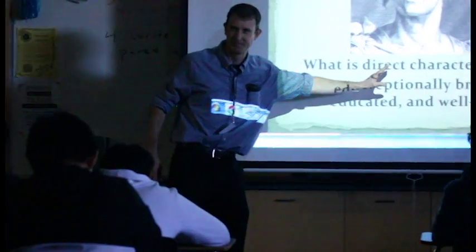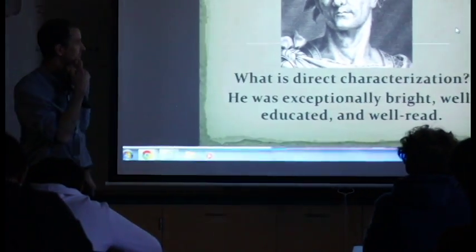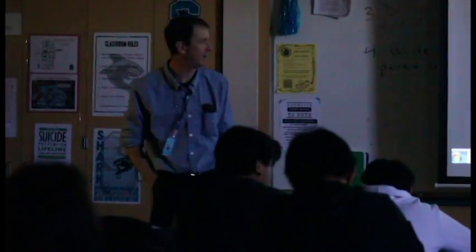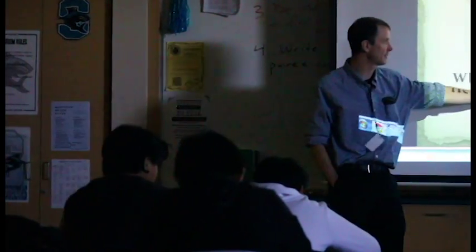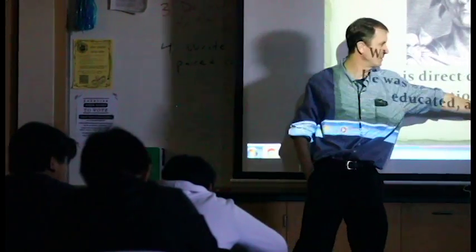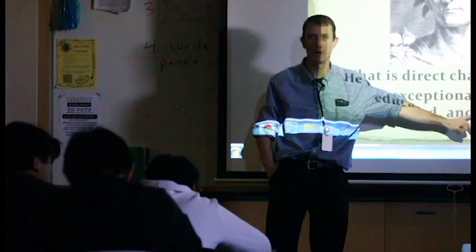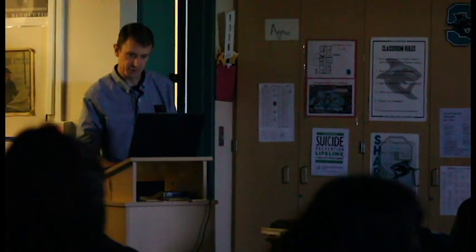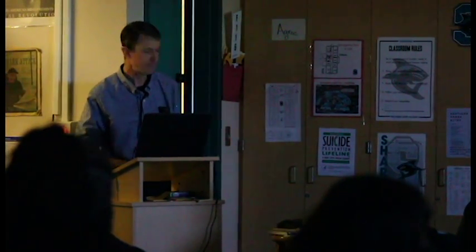All right. Okay, so repeat direct characterization. Direct characterization. Okay, he was exceptionally bright, well educated, and well read. So, what is direct characterization? We know who he was. He was a bright, well educated, and well read man. So, very direct there. Okay, so we have direct and indirect characterization. You'll see the indirect in just a minute here.